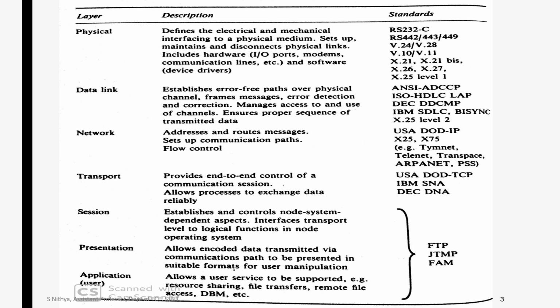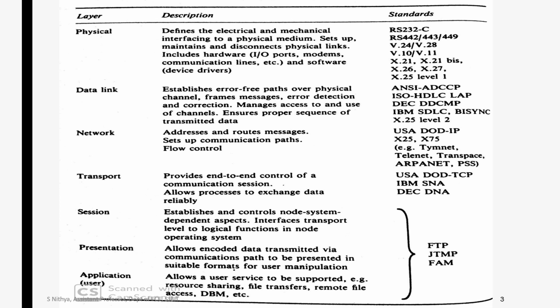The first one is the physical layer. The physical layer defines the electrical and mechanical interfacing to the physical medium, and sets up, maintains and disconnects the physical links. It includes the hardware, like input output ports, modems, communication lines, etc., and all the software, the device drivers, everything handled by this physical layer. The standards used for the physical layer are RS-232, RS-442, 443 and 449, V24, V28, 10, 11, 21. Like that, many standards are used here.